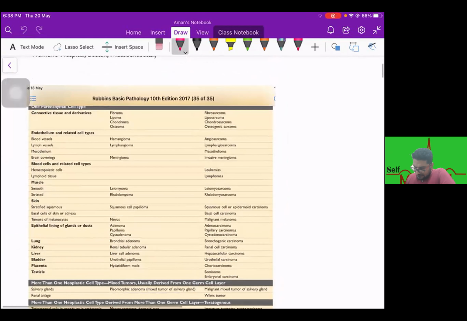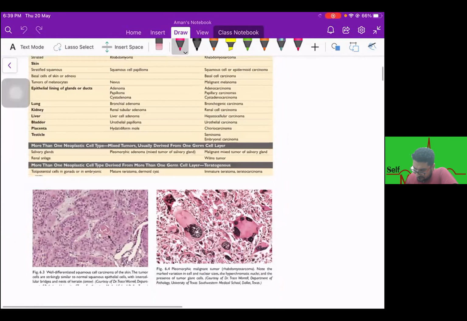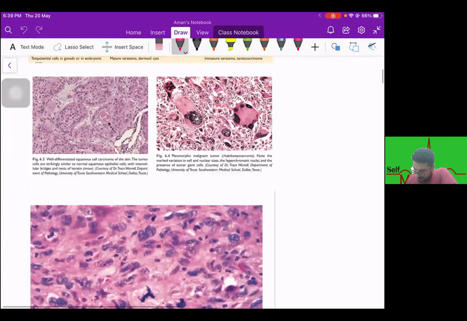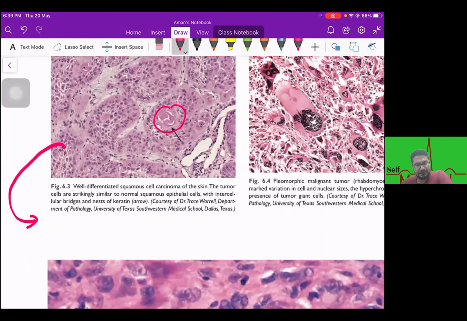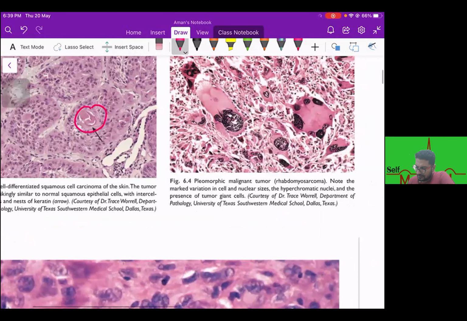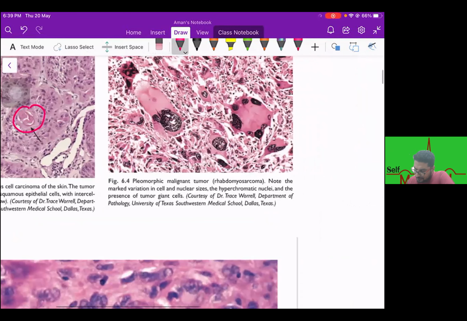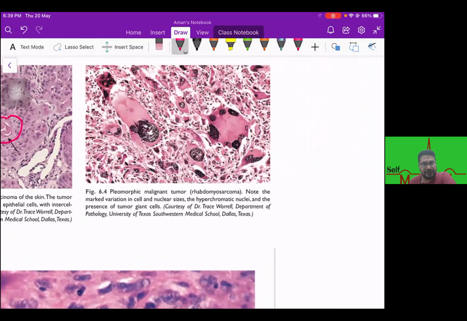Then understand this. This is a well-differentiated tumor that has similar features to normal cells, like normal squamous epithelial cells. You will see similar features. If you compare, this is your pleomorphic malignant tumor. To understand this, here you will see there is a significant variation in size, and you can see hyperchromatic nuclei and some giant cells. So this is a pleomorphic malignant tumor.